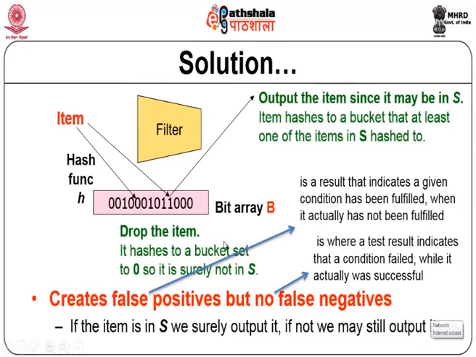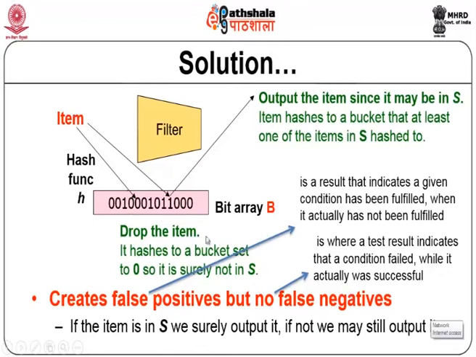So, what you are trying to do here is, something that is wrong is wrongly given as right, that is called a false positive. A false negative is something that is right, but wrongly given as false, that is the false negative scenario.